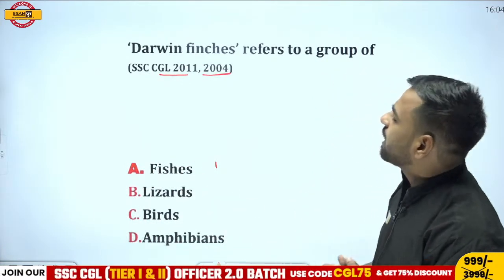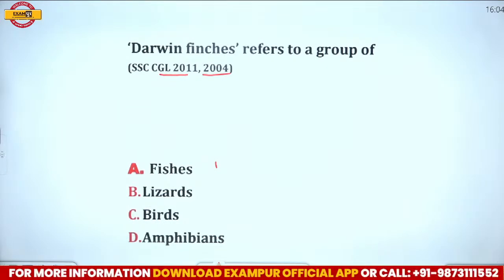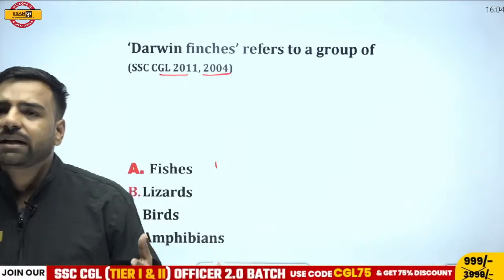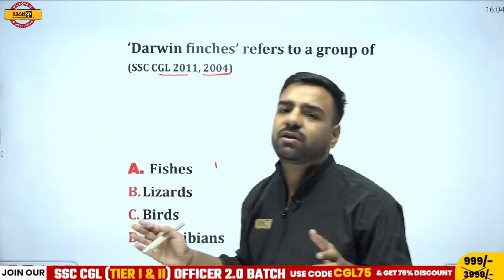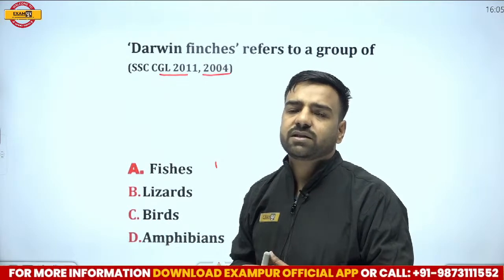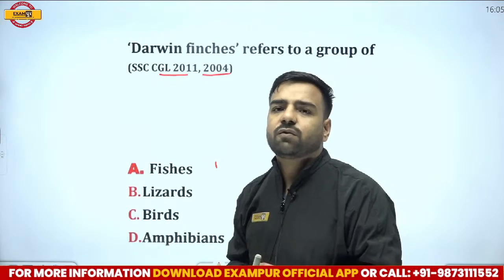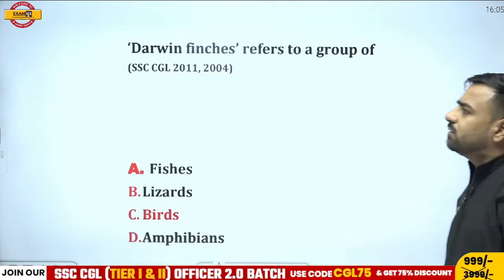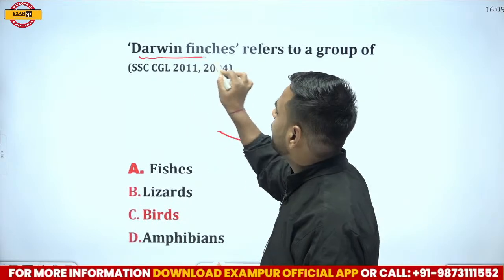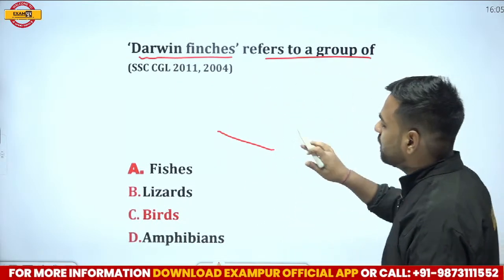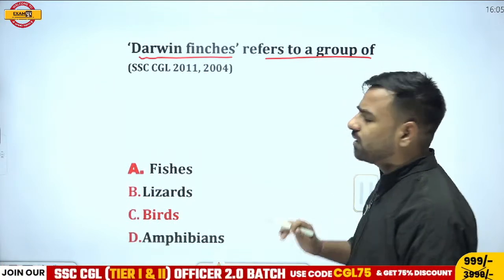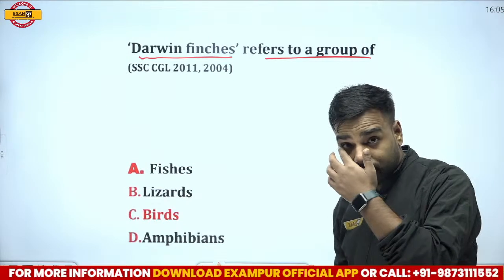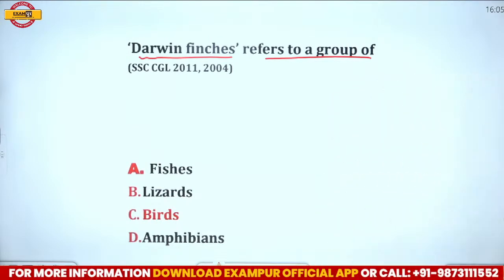So yes, if I talk about Darwin finches, what was happening at that time? There was an experiment done on around 15 species of birds, and from there the birds have derived their name. So Darwin finches refers to a group of birds. The experiments were conducted on these birds on an island, and from there the word Darwin finches has come. So here, birds is the correct answer.